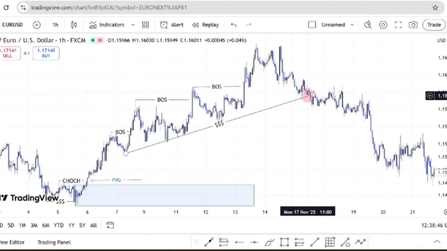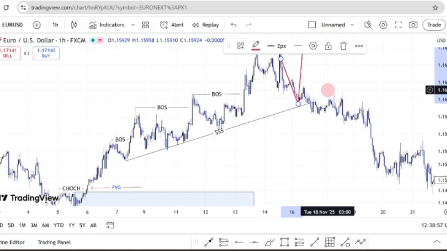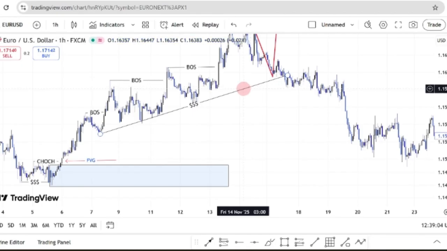Instead of expecting price to come back to this trend line and push to the upside, we should be expecting this to fail, because price has been testing this line first, second, third, fourth. So if price comes back to this trend line, we shouldn't be looking out for a buy. We should be looking for price to break it, because we have liquidity resting below this point.